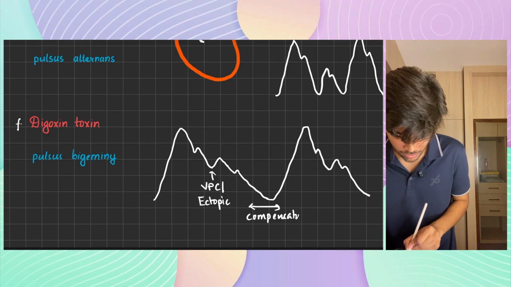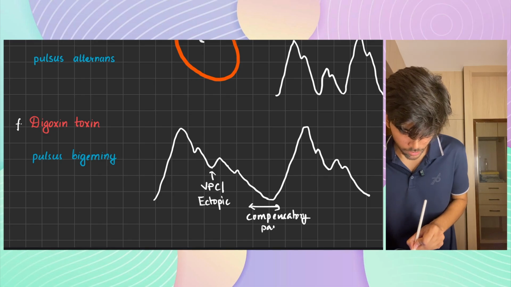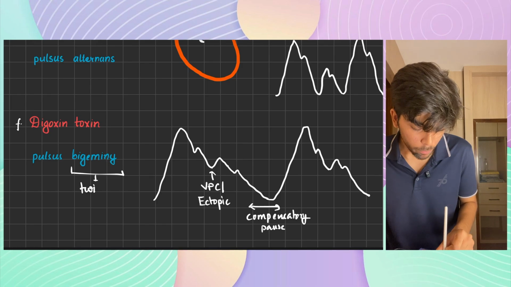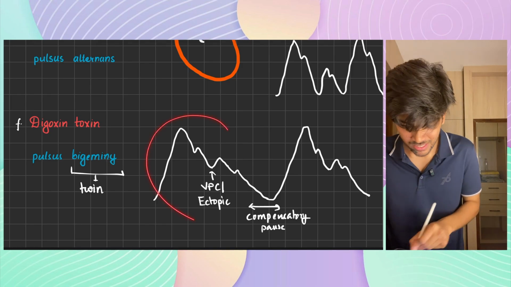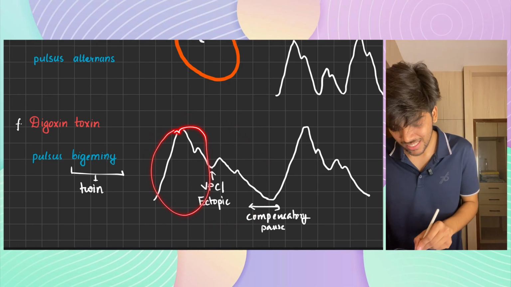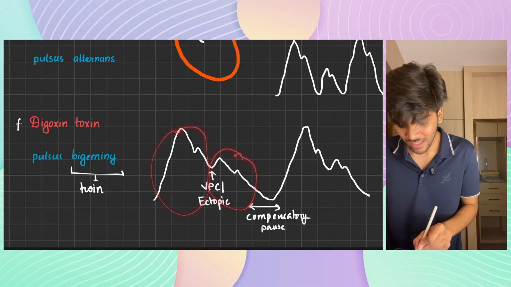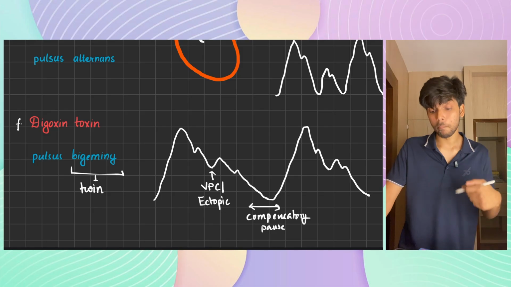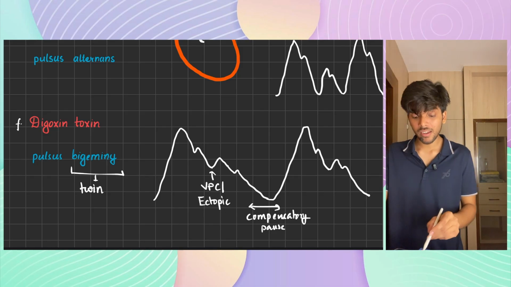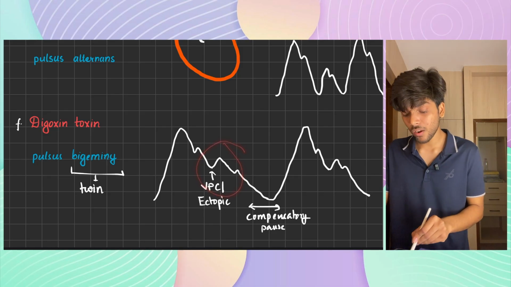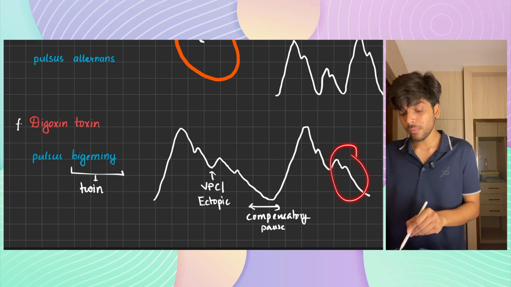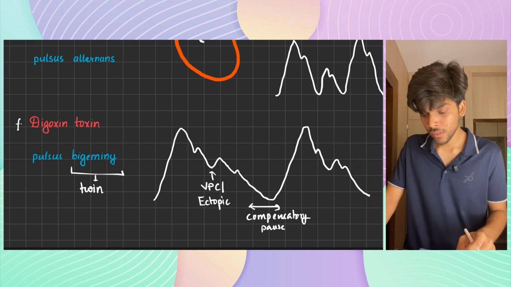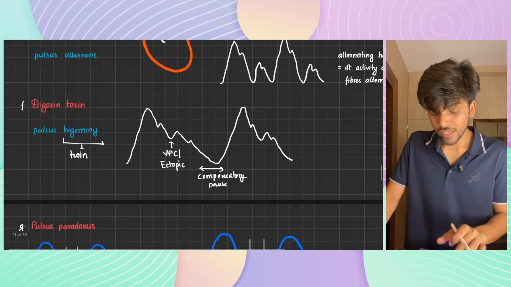Compensatory pause. See, bigemini means twin, and your pulse has a twin. This is the pulse, this is the main pulse, and this is the second pulse due to ectopic beat. This is kind of like the twin of the main pulse. So you call it pulsus bigemini. Pulsus bigemini contains ventricular premature contraction, then compensatory pause, then ventricular premature contraction, compensatory pause, alternatively one by one. So those were the various pulses.